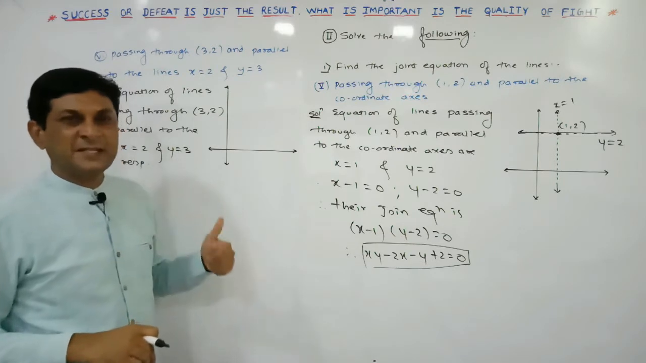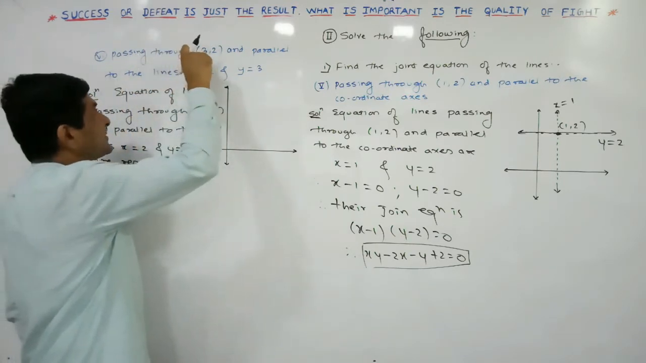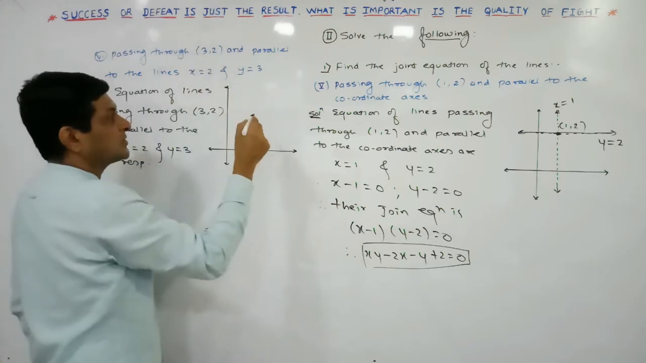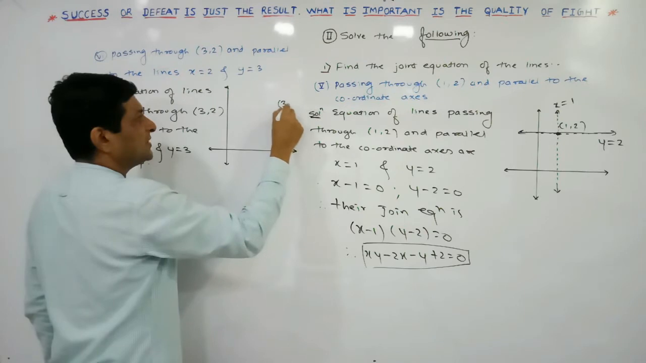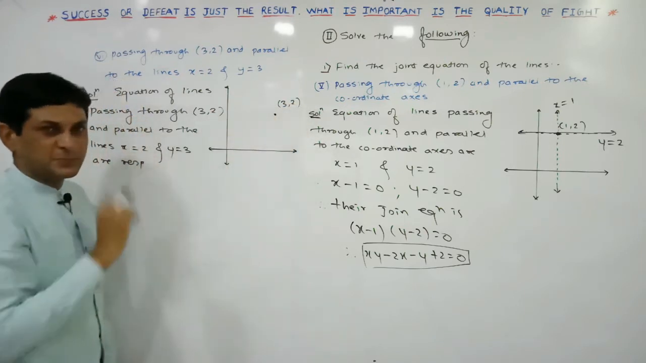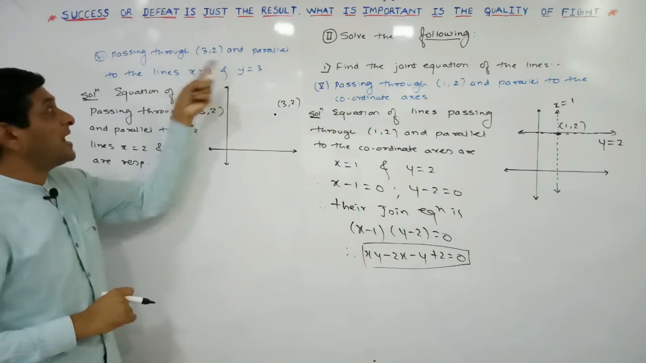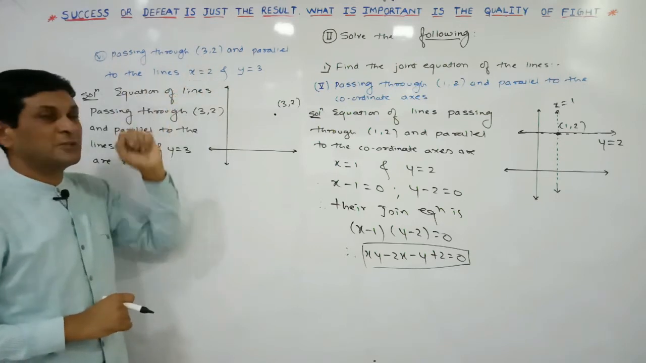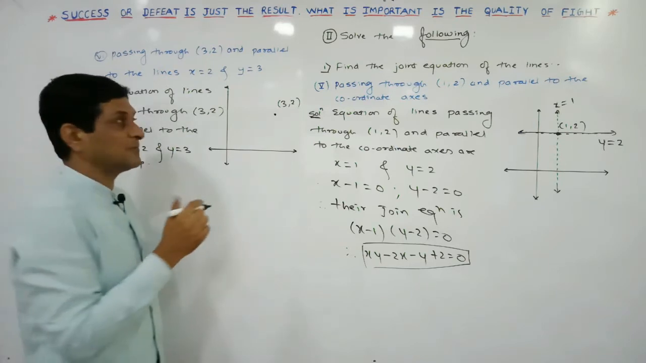Now this next example is very similar to the previous example. In this case also the line passes through the point (3, 2). So (3, 2) lies somewhere here in the first quadrant. The line passes through this point and is parallel to the line x equals 2. x equals 2 is a line parallel to which axis? Y-axis.